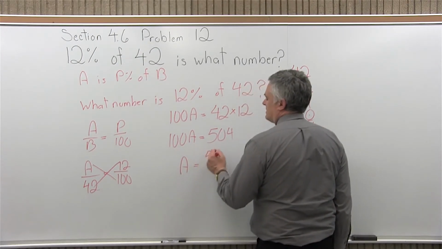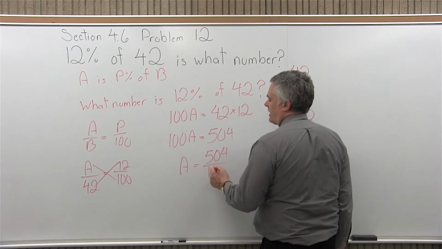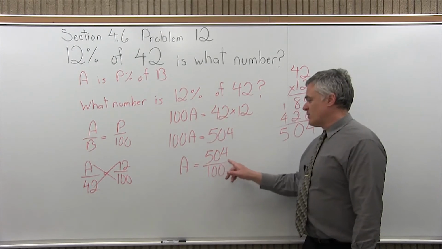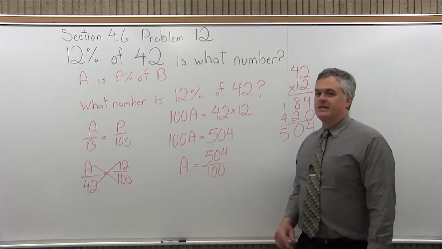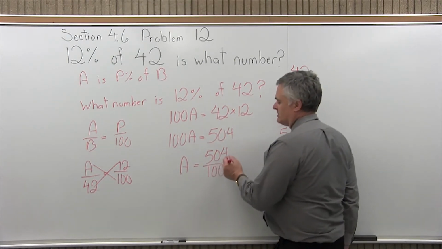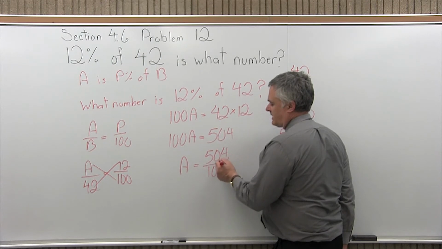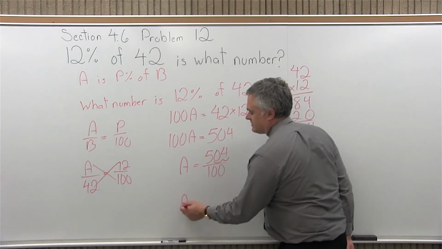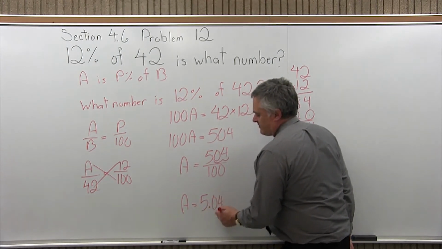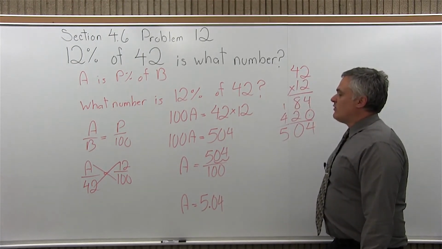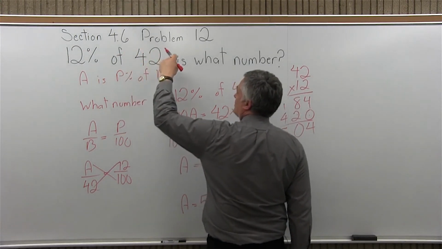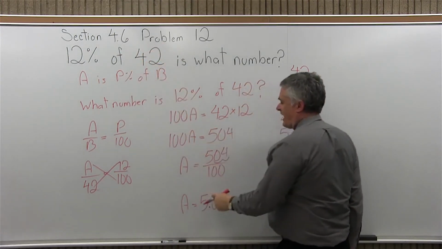A is 504 over 100. Well, when I divide by a 100, or a number with a lot of zeros like this, each zero pulls the decimal from where it is back one spot to the left. You can divide it out the long way or on your calculator, but I know 2 zeros will take the decimal from where it's understood to be on the right end, pull it back 2 spots. And if you have any doubt, do it out, especially if you can use a calculator. So I get 5.04. So that's the answer. 12% of 42 is what number? 12% of 42 is 5.04.